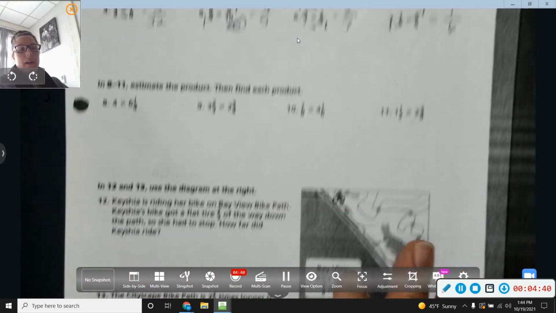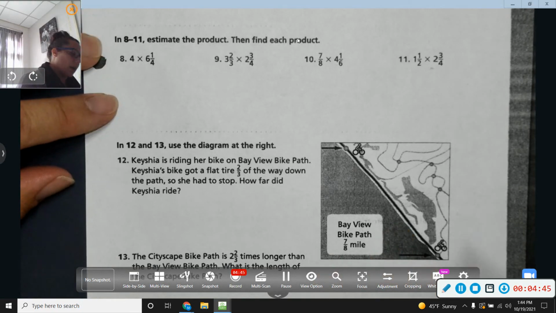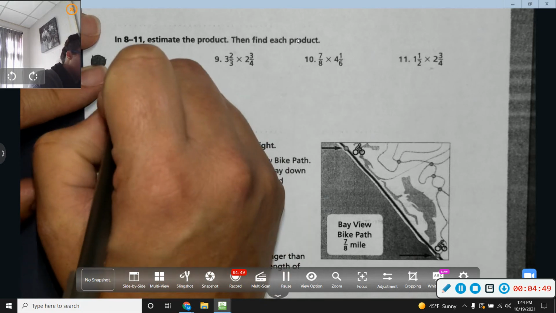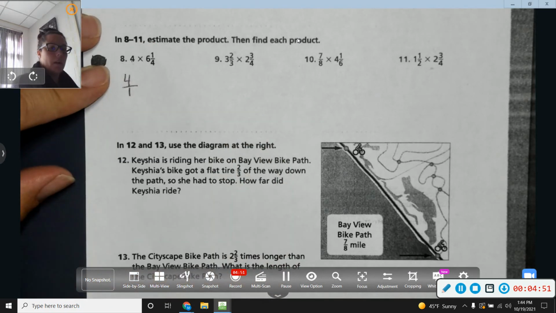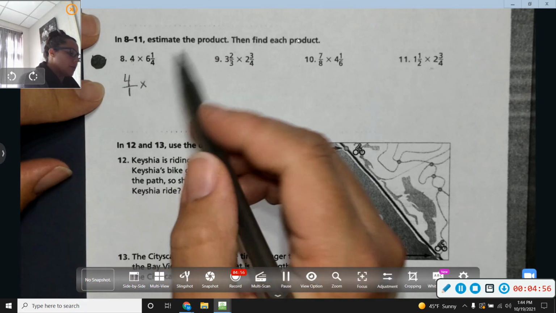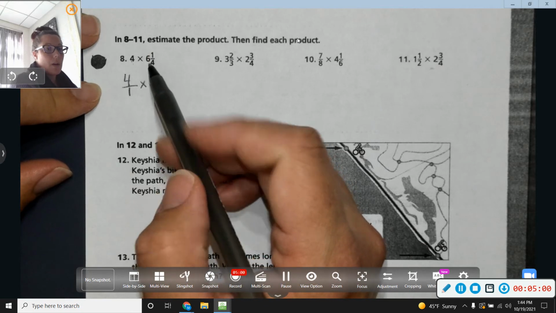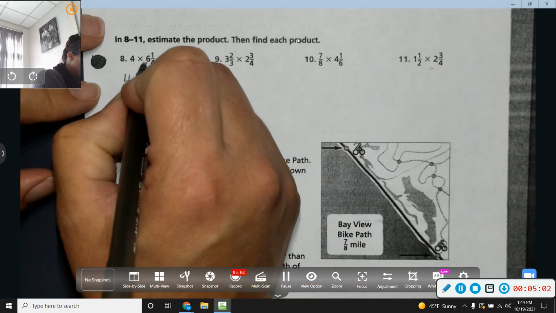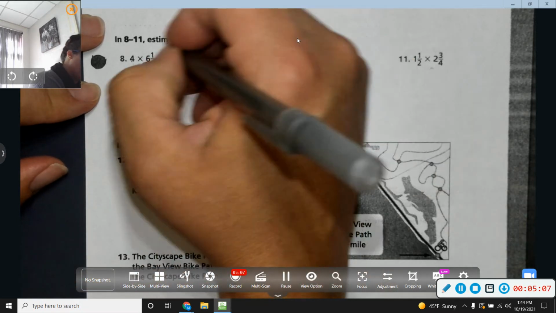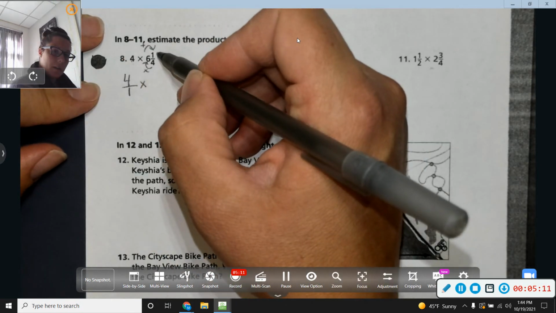Alright, 8 through 11, this is where it gets a little bit trickier. I have a few more steps, okay? I need 4 as a fraction. So I write it over 1. 4 over 1 is the same as 4, okay? I need to multiply it, but I need this as a fraction as well, and right now it's a mixed number. So I have to wheel. I take 4 times 6, which is 24. Then I take that number and add it to 1, which is 25.